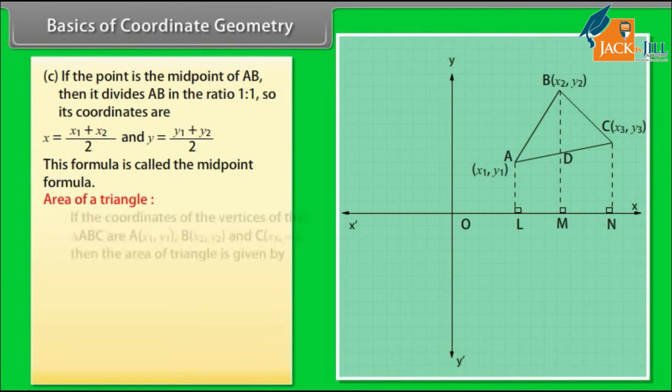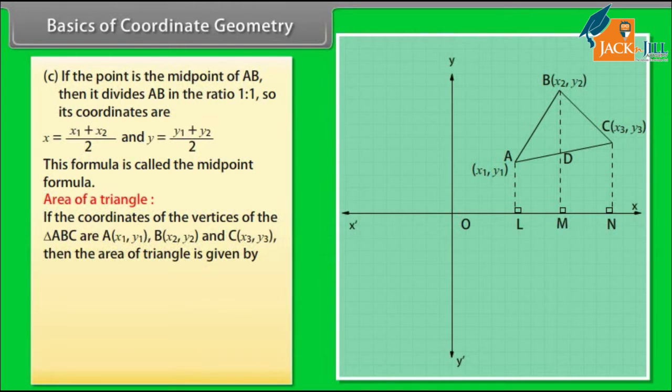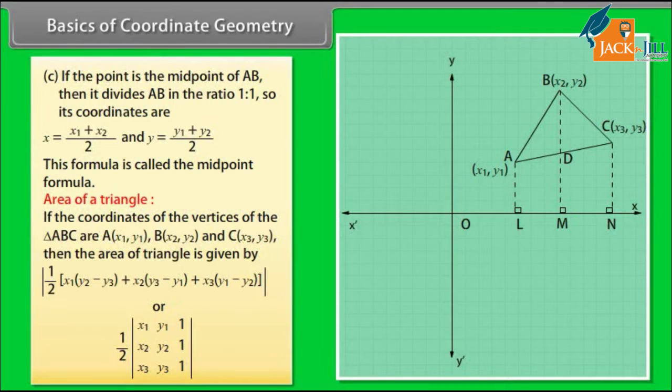Area of a triangle. If the coordinates of the vertices of the triangle ABC are A(x1, y1), B(x2, y2) and C(x3, y3), then the area of the triangle is given by the modulus of 1 by 2 multiplied by [x1(y2 minus y3) plus x2(y3 minus y1) plus x3(y1 minus y2)], or 1 by 2 determinant, first row x1, y1, 1, second row x2, y2, 1, third row x3, y3, 1.